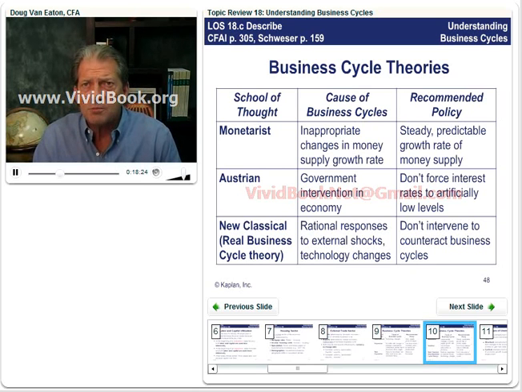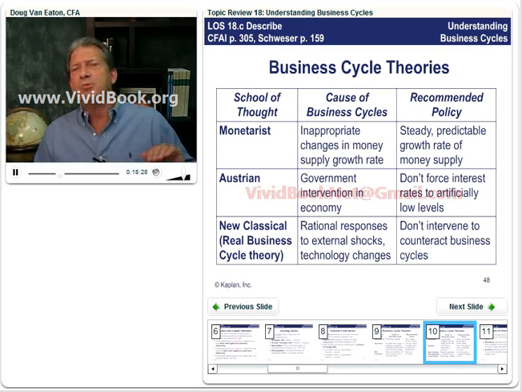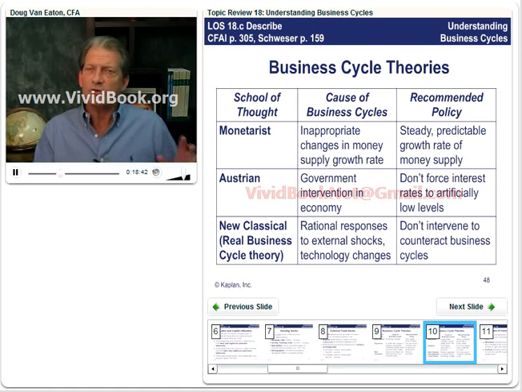What's the recommended policy? Grow the money supply at a steady, predictable growth rate. It should grow along with the economy. If the economy is growing at 3% a year, grow the money supply at 3% a year. It takes a little larger money supply to support a larger economy, but that's it. So they say don't mess around with the money supply. You're just going to mess things up. That's what the monetarists believe.